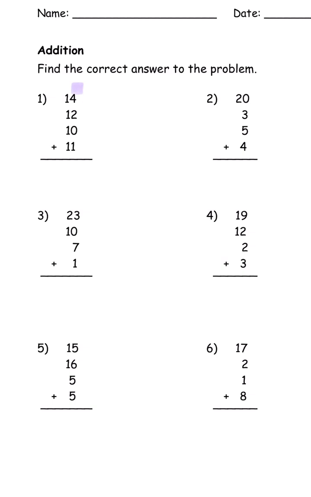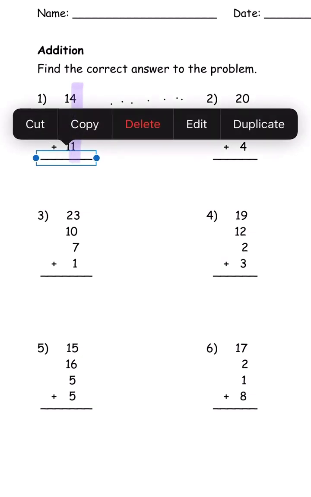And what we first have to do is always look at the ones place and add the ones place first. So we have 4 plus 2. 1, 2, 3, 4 plus 1, 2, that makes it 6, right? And plus 0, that's not going to do anything. And plus 1. Now we have 7. So we put 7 in the ones place.